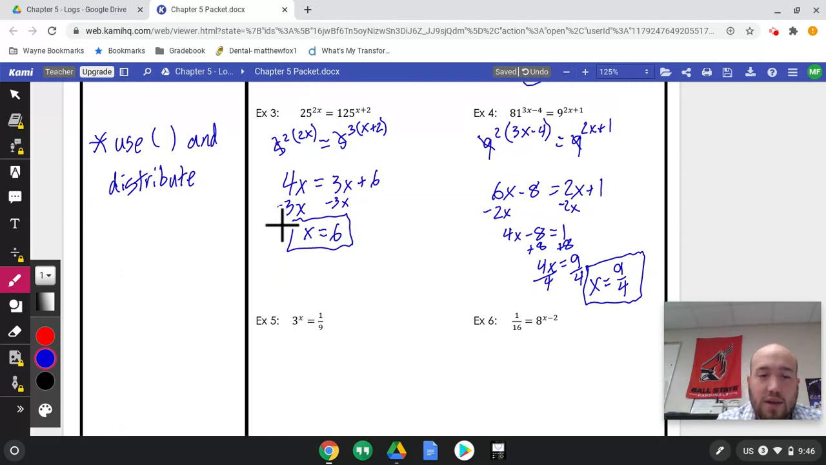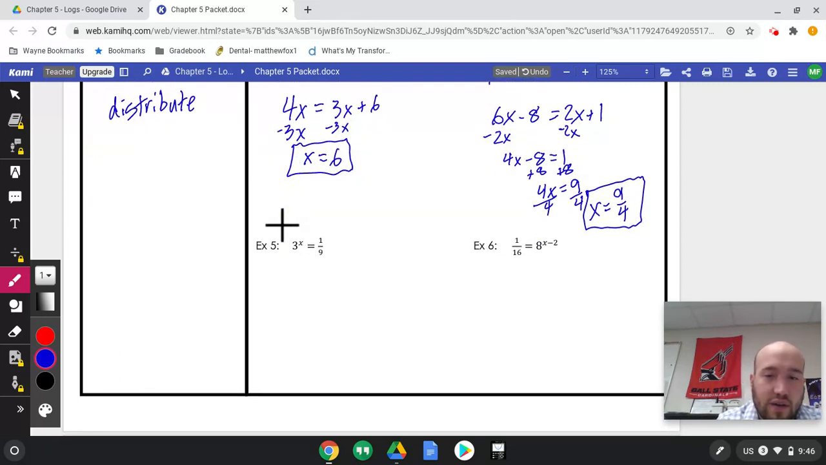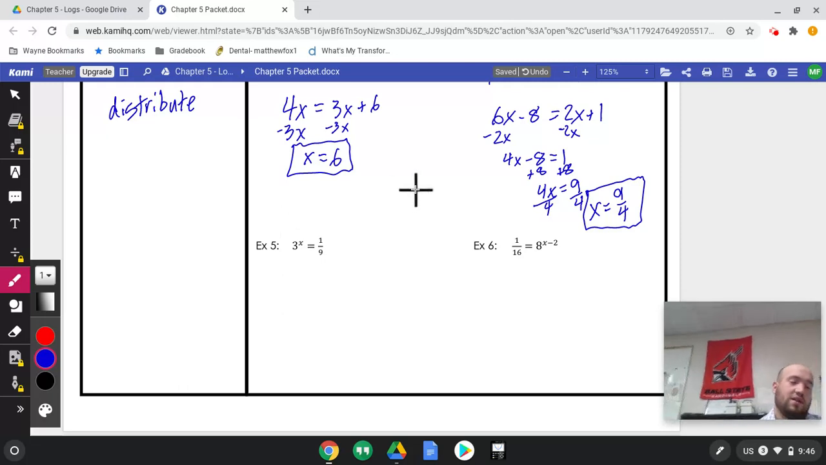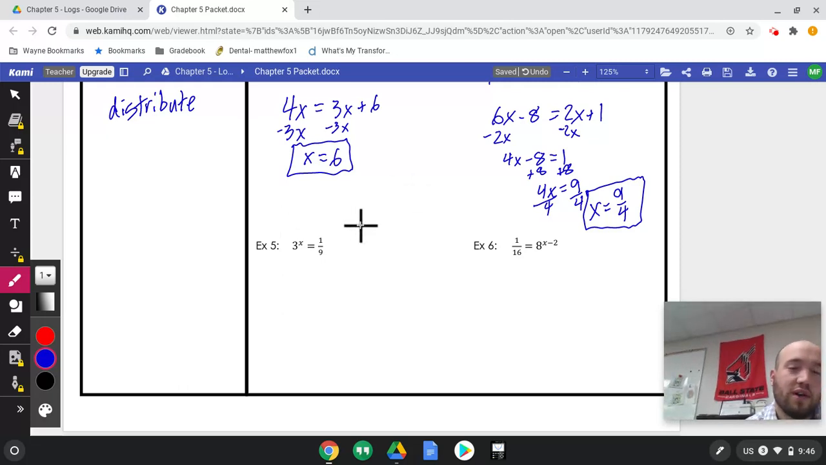Sometimes that happens. All right, now the final thing we got to talk about that's a little different is, look here, we have 1 over 9. So my question for you is, what do we do if we have a fraction? So think for a minute about what you know about exponents and how we can get a fraction. Okay? And if you don't remember, this occurs when we use negative exponents.